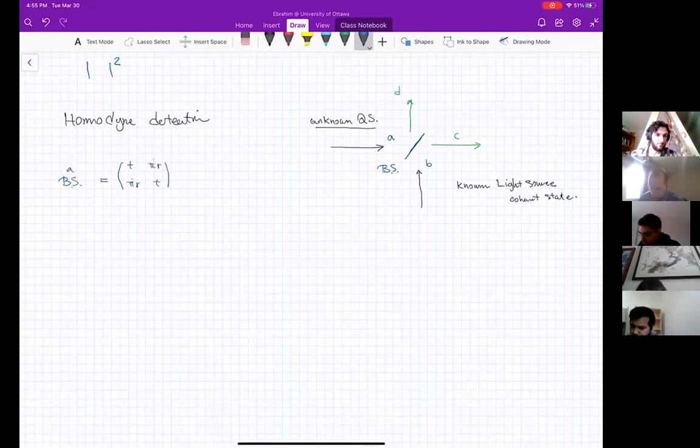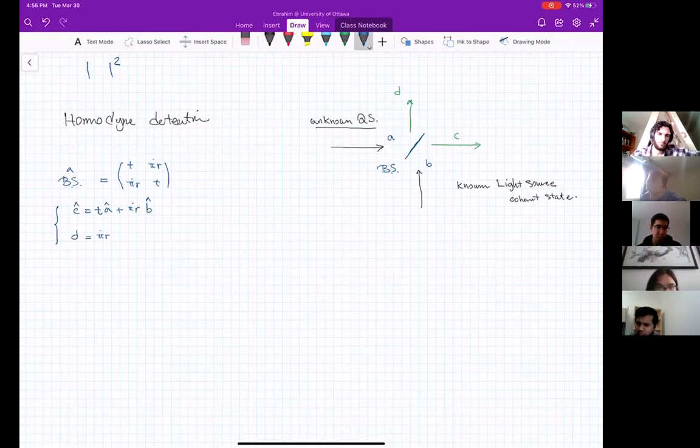T, iR, iR, T. So what do I mean? I think we previously derived all of those equations. This means that A is given by T C, sorry, inverse. C is given by T A plus iR B, and D is given by iR A plus T B.